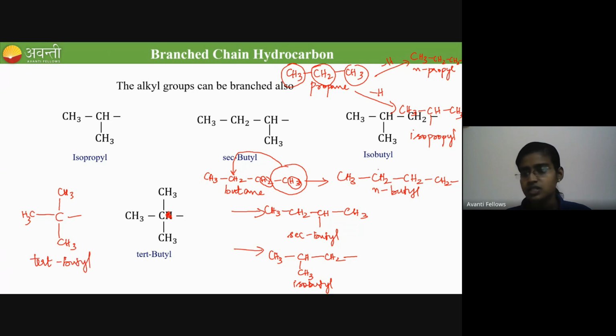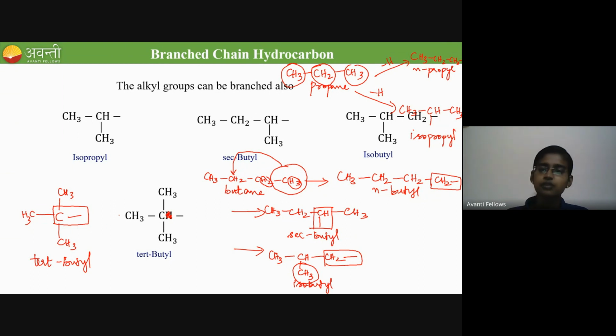So the straight chain with the CH2 bond is called N-butyl. The straight chain with this branch on the second carbon, the CH bond, is called secondary butyl. One branch with the CH2 bond is called isobutyl. And a carbon attached to 3 methyl groups is called tertiary butyl. CH is secondary, CH2 is iso, and the C is tertiary. So this is how we derive 4 butyl groups from butane.